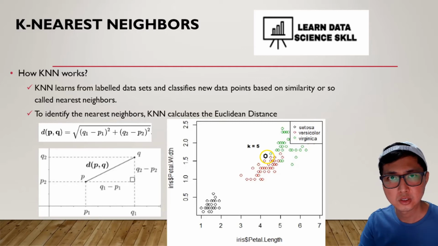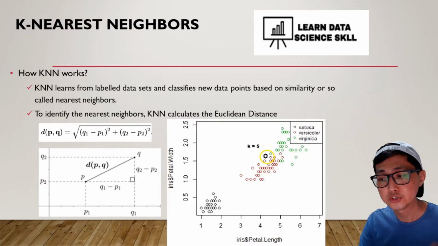So you can see that actually specifying k is very important to this algorithm, because if you specify another number for k, for example k equals 7, then you will probably have more Virginica than Versicolor, and then this new data point is going to belong to Virginica instead of Versicolor.